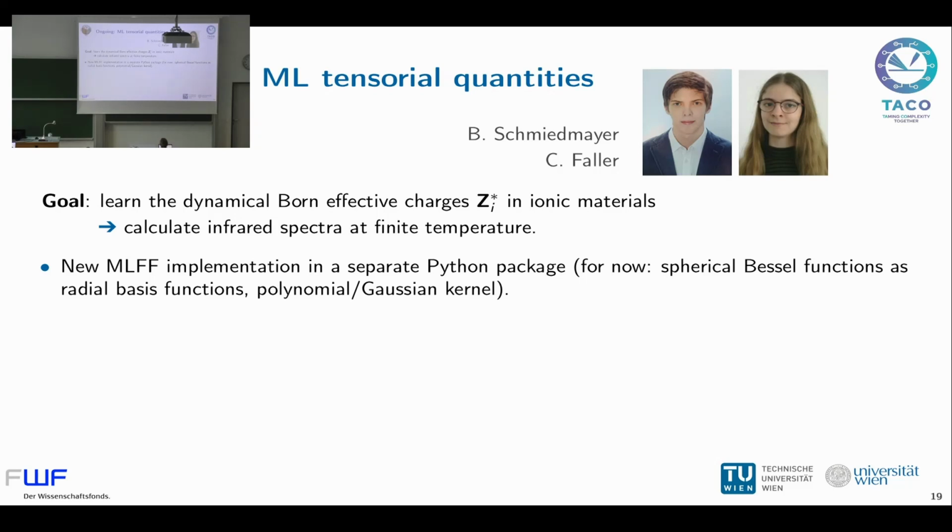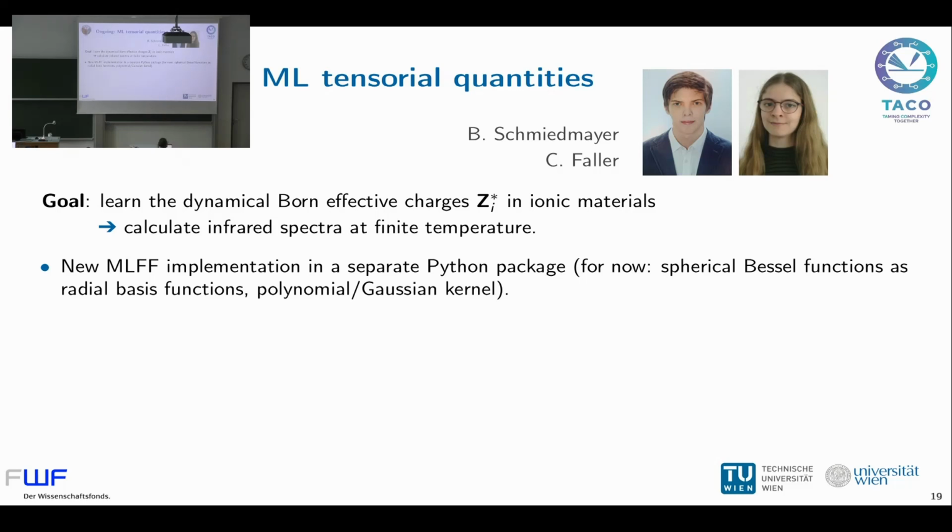We have a PhD student, Bernard Schmidtmeyer, starting in summer. And his main goal at the moment is the learning of tensorial quantities, which is, again, one of the goals of our TACO project. What we do then, once we learn, for example, Born effective charges in ionic materials, is that you can calculate infrared spectra. Essentially, you need to get the Fourier transform of the autocorrelation of the polarization derivative, sorry, which is proportional to Born effective charges.